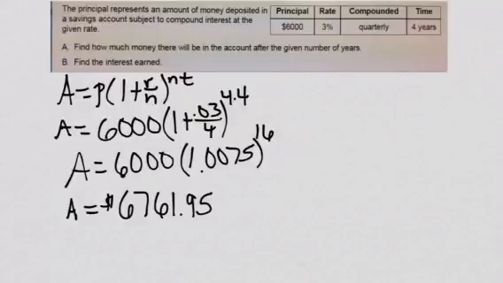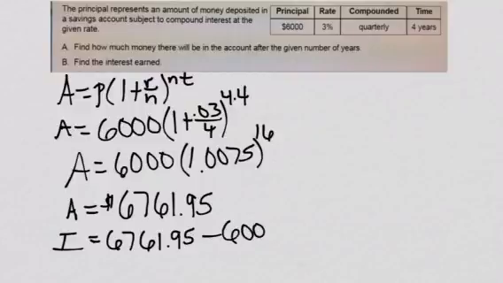And that's part A. Question B now says, find the interest. Well, again, interest is your future value amount, $6,761.95, minus the principal amount, which is $6,000, and that's going to give me $761.95, and that was the amount of interest earned during this period.